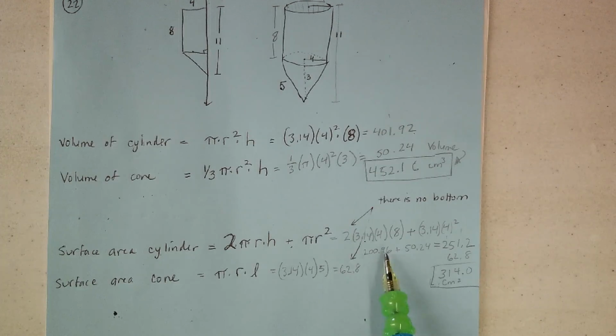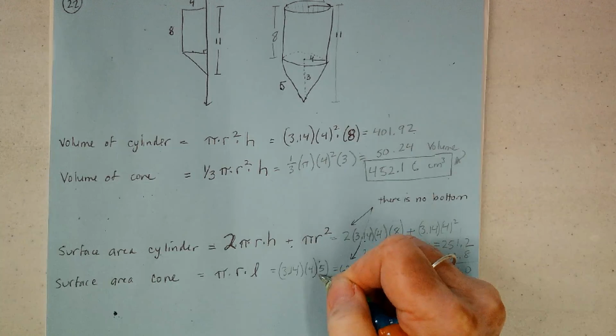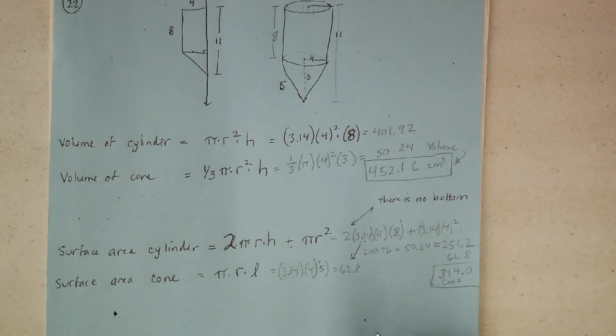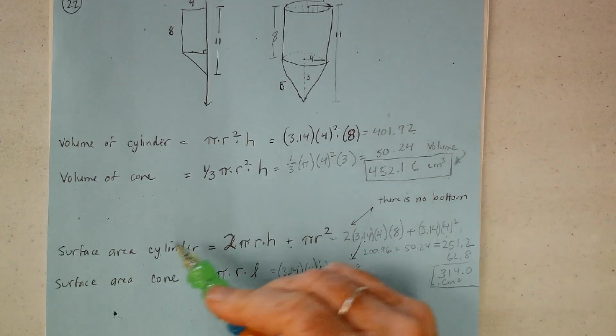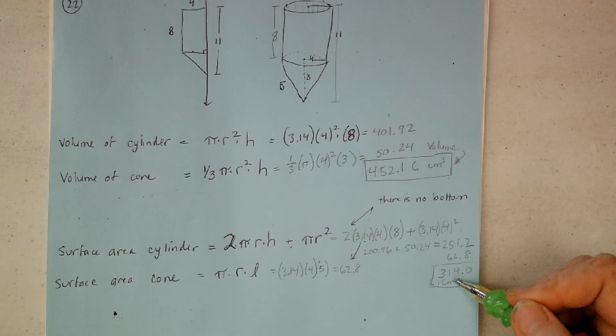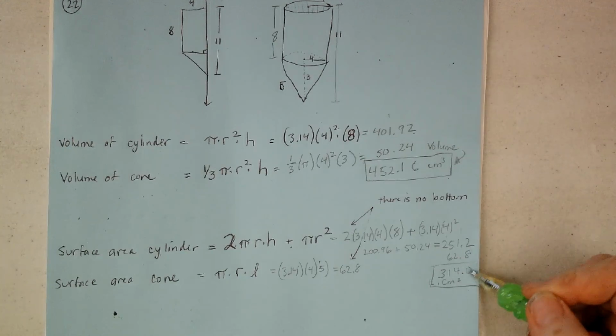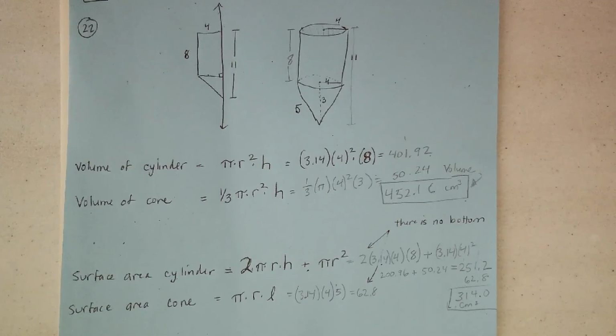This video is getting long. So I've got pi times r times L, and that just came from my formula sheet, and I'm not going to put the pi r squared on it. So 3.14 times 4 times 5 made 62.8. I'm going to add that to what it took for the cylinder, which was 251.2. I add them together and I got about 314 square centimeters. And that's, I guess, why it's a challenge problem.